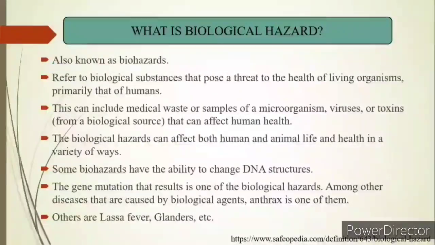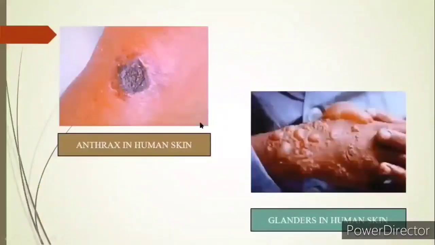Among other diseases that are caused by biological agents, one of them is anthrax, and others are Lassa fever and glanders. Actually, anthrax is a serious infectious disease caused by the gram-positive rod-shaped bacteria known as Bacillus anthracis. It can be found naturally in soil, and commonly it can affect domestic and wild animals around the world.